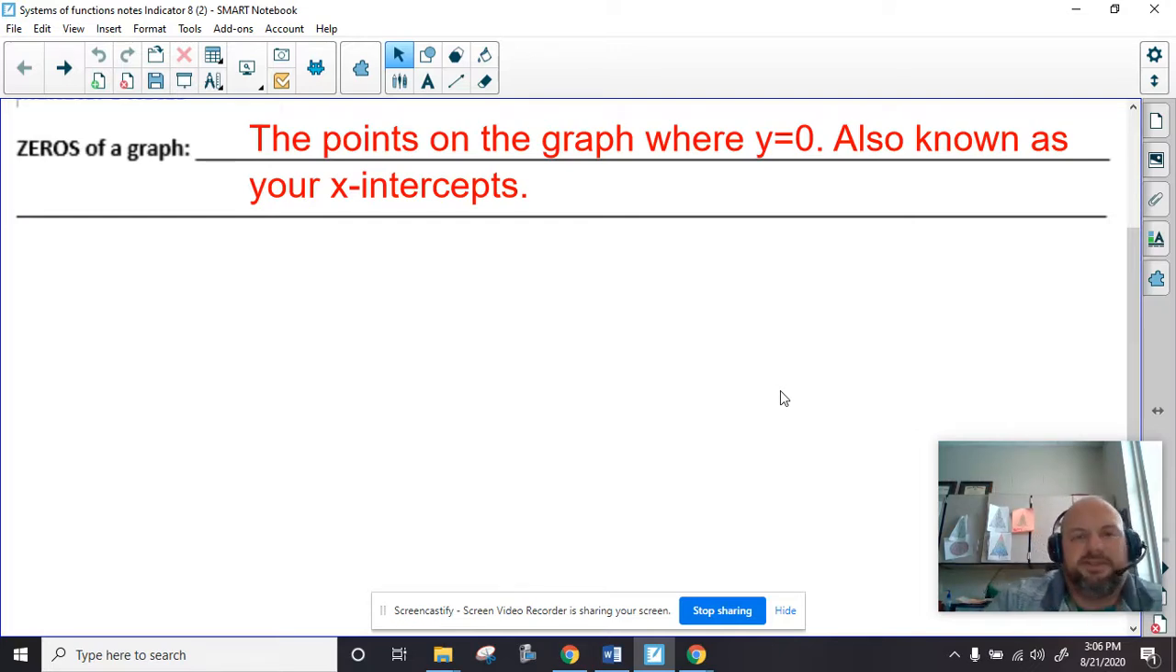First definition we have is zeros of a graph. It's where the points of the graph are when y equals 0. They're also known as x-intercepts.